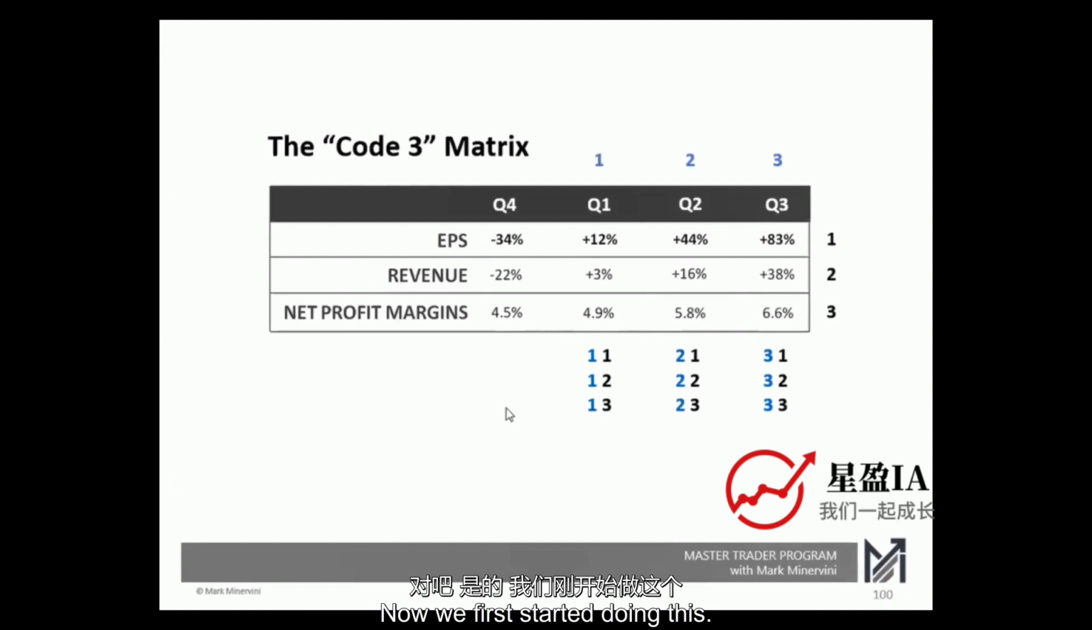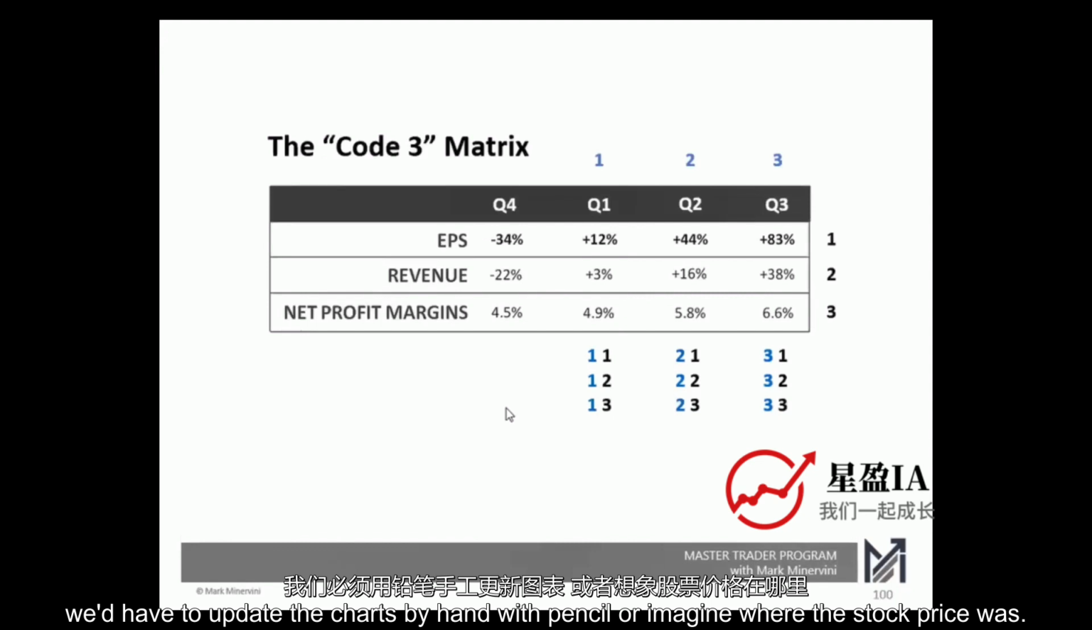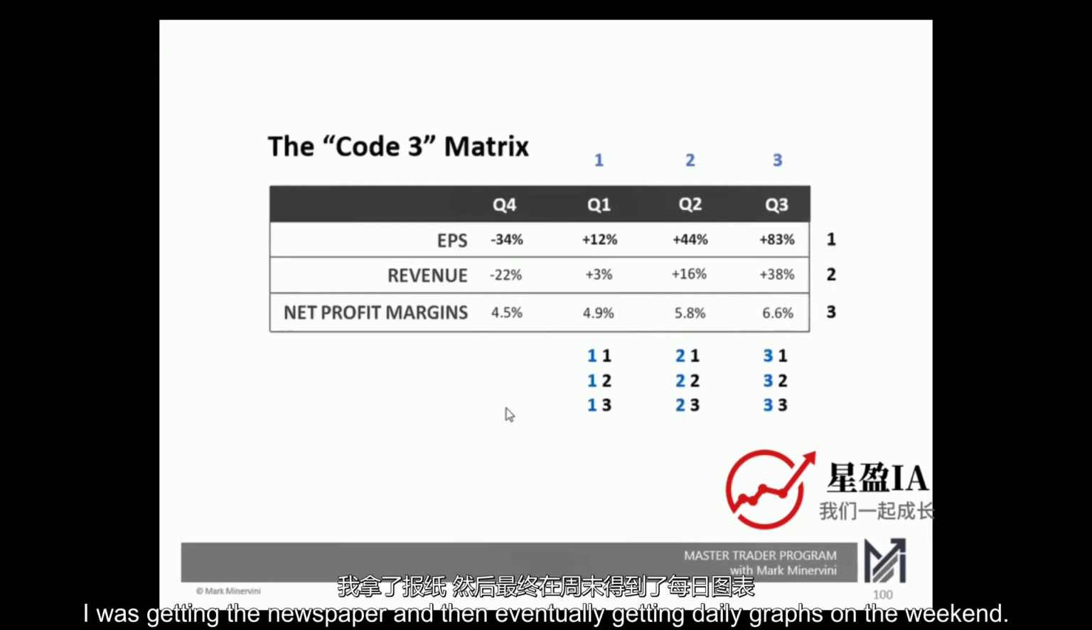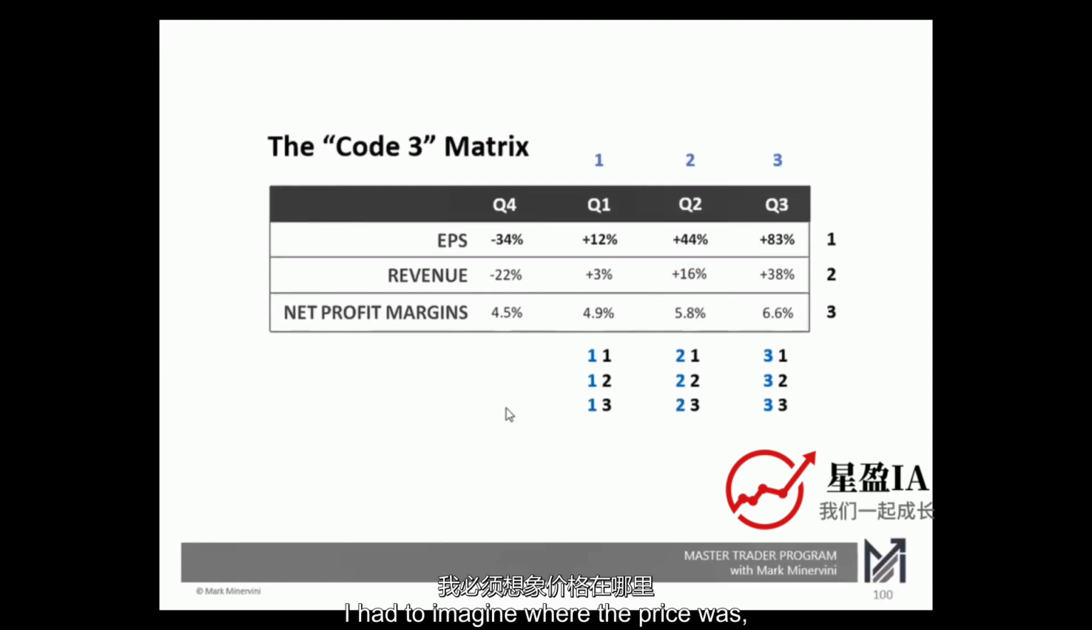Yeah. When we first started doing this, we were using printed books, and the books were weekly. Then throughout the week, we'd have to update the charts by hand with pencil, or imagine where the stock price was. I was trading by imagination in the beginning. I didn't even have real-time charts. I was getting the newspaper and then eventually getting Daily Graphs on the weekend. Throughout the week, I had to imagine where the price was and fill it in. I'd write it in with a pencil and draw it in crudely. Then the next week, I'd get the next book and see how close I was.